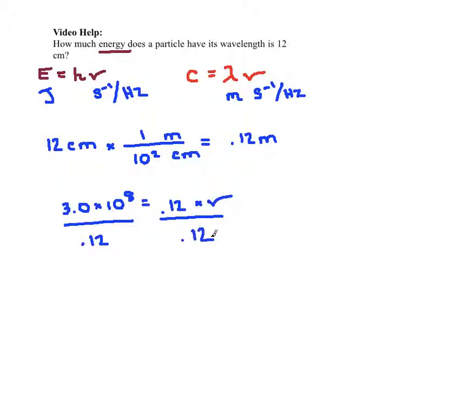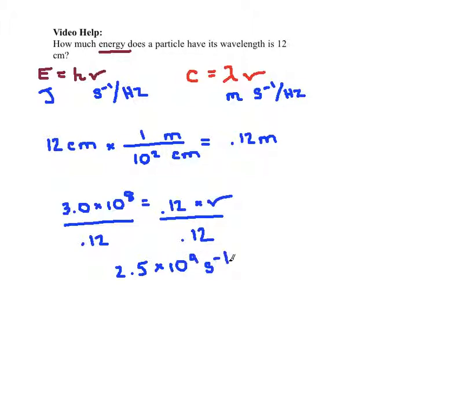If you plug that into your calculator, 3.0 times 10 to the 8th divided by 0.12, I get 2.5 times 10 to the 9th. Let me double check, yeah. So 2.5 times 10 to the 9th, and the units are going to be seconds to the -1.